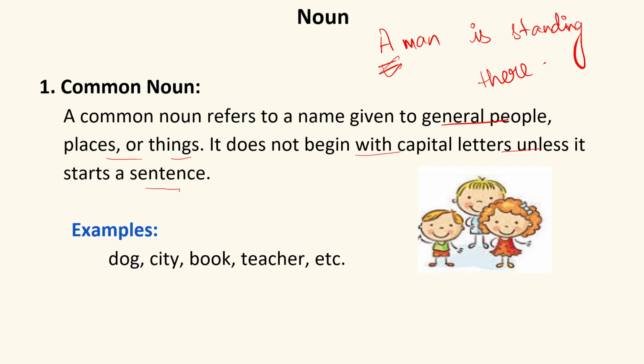Now, if a sentence begins with any common noun, the first letter will be capital just because it begins the sentence. Otherwise, we need not write it in capital letter. For example, dog, city, book, teacher, etc. These are some common nouns.